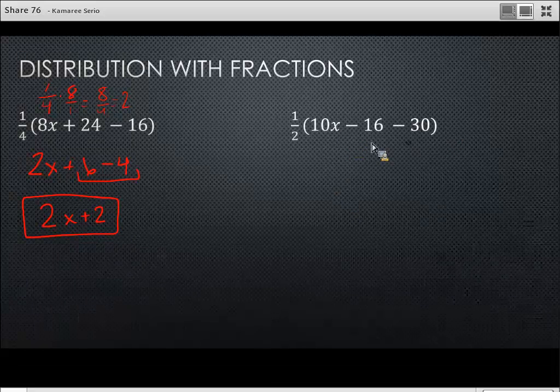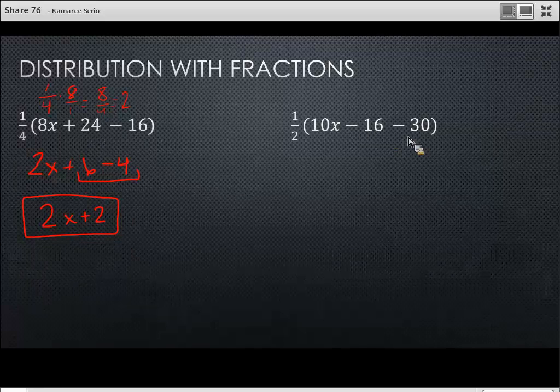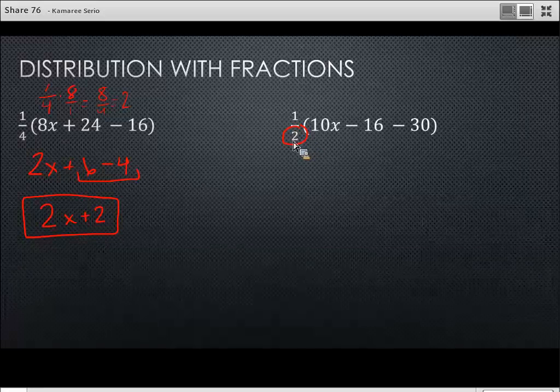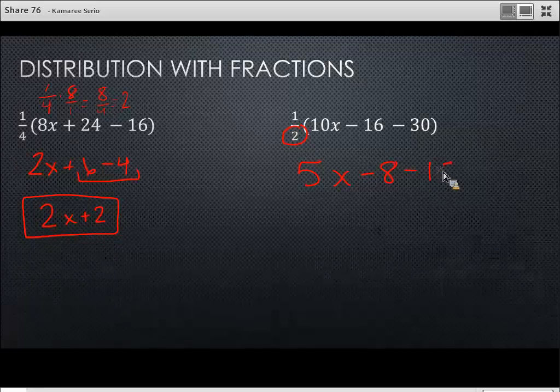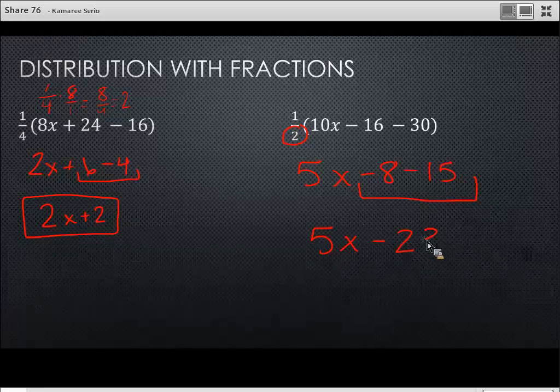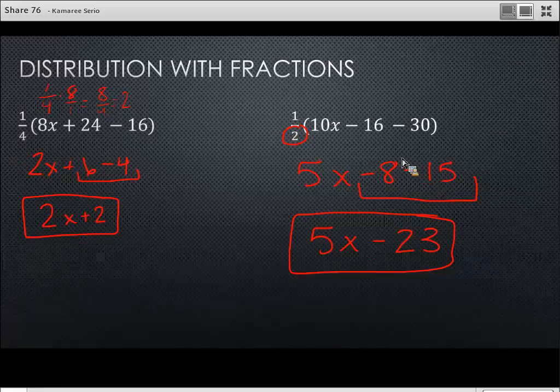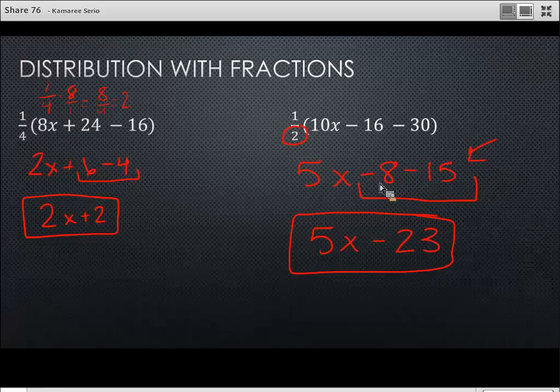For this second one here, I'm going to take all the numbers inside and divide everything by 2, because since my denominator is 2, I'm dividing everything by 2. So 10 divided by 2 is 5x. 16 divided by 2 is 8. 30 divided by 2 is 15. I can combine my like terms. I get negative 23. Remember, because this is minus minus, it's like I have 8 negatives and 15 negatives, so I have to combine them. Again, type this into your calculator, negative 8 minus 15, and you will get negative 23.